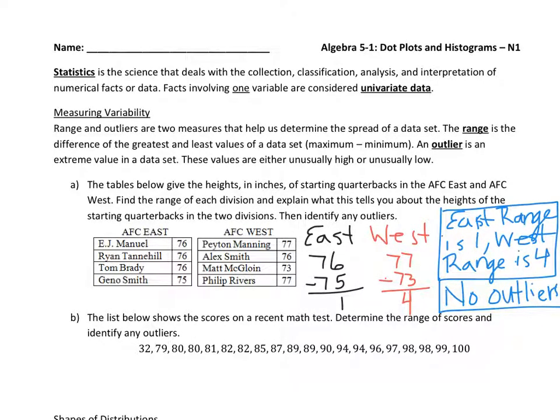Finally, it wants us to explain what the ranges tell us about the heights of the starting quarterbacks. So what I would say here is that since the range is so small, 1 and 4, that tells me that the heights of the quarterbacks were all really close. So let's also jot that down. Again, the heights of the quarterbacks were all really close. And I have it written right here.